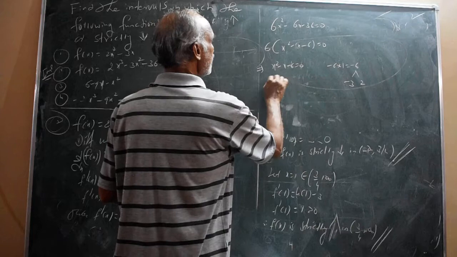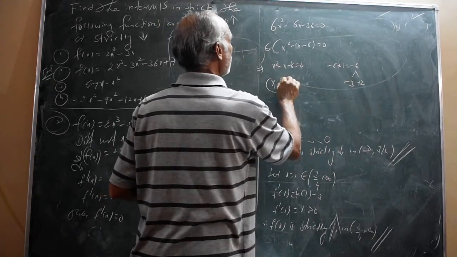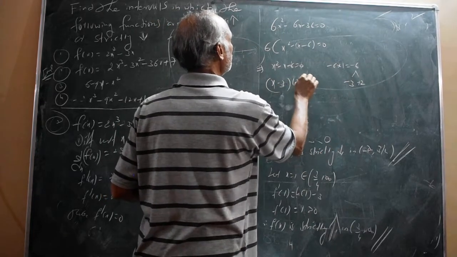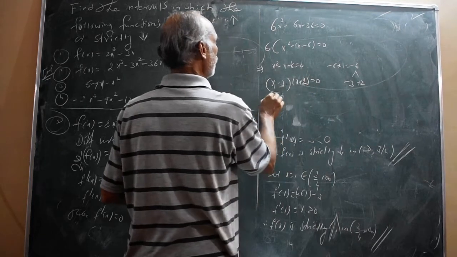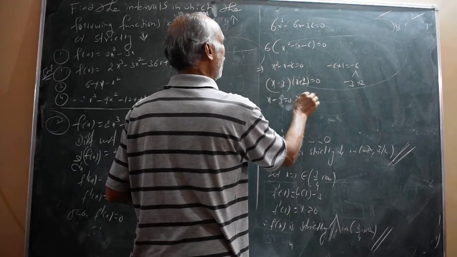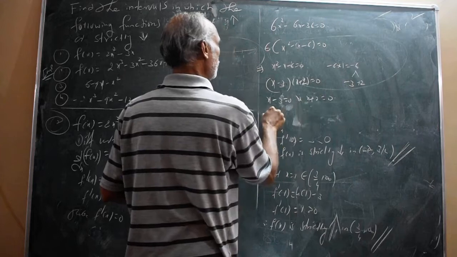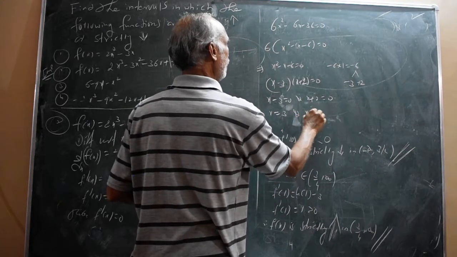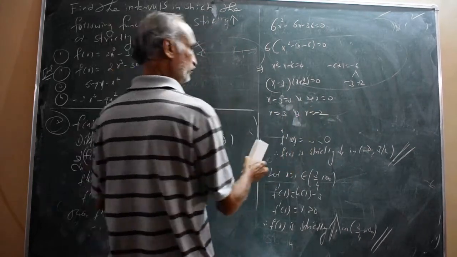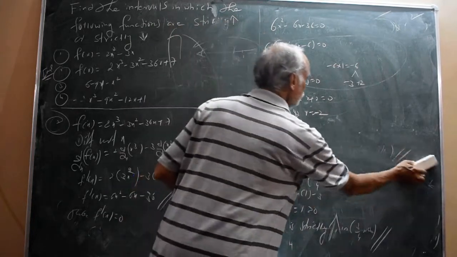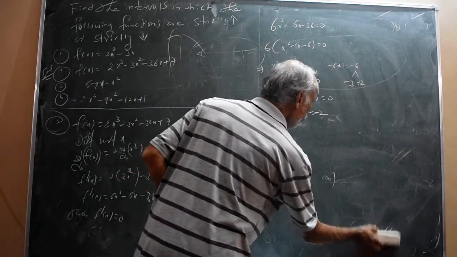Therefore, x minus 3 into x plus 2 is equal to 0. Therefore, x minus 3 is equal to 0 and x plus 2 is equal to 0. Therefore, x is equal to 3 and x is equal to minus 2. Two values I got.